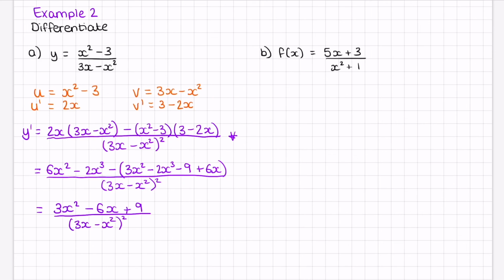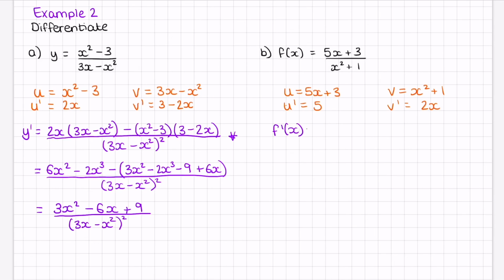All right, B. 5x plus 3 all over x squared plus 1. So same idea. Find out the u. So our u will be the numerator and our v is the denominator. Do the derivative of both of those. So 5x plus 3, the derivative's just 5. The derivative of x squared plus 1 is 2x. Then we just put it all into our rule.